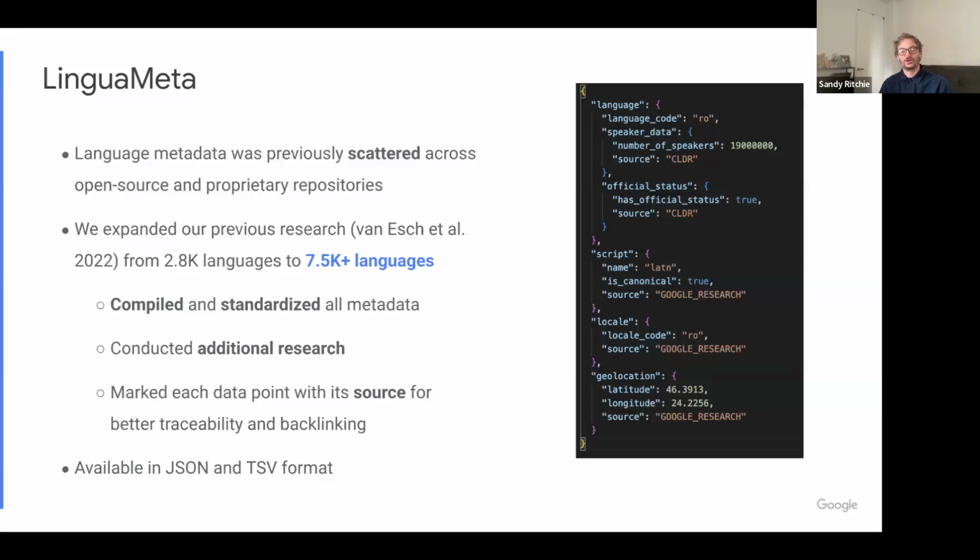And then what's really important in our repo is that we have marked each data point for its source, so you can always trace back the data point to its source. That will hopefully help to both backlink LinguaMeta to the sources that it drew from, but also if we've highlighted an issue in the source, we can interact with that source and hopefully improve it, and then sync back LinguaMeta with the source so that everything becomes better over time. Yes, so the repo is available in two formats.